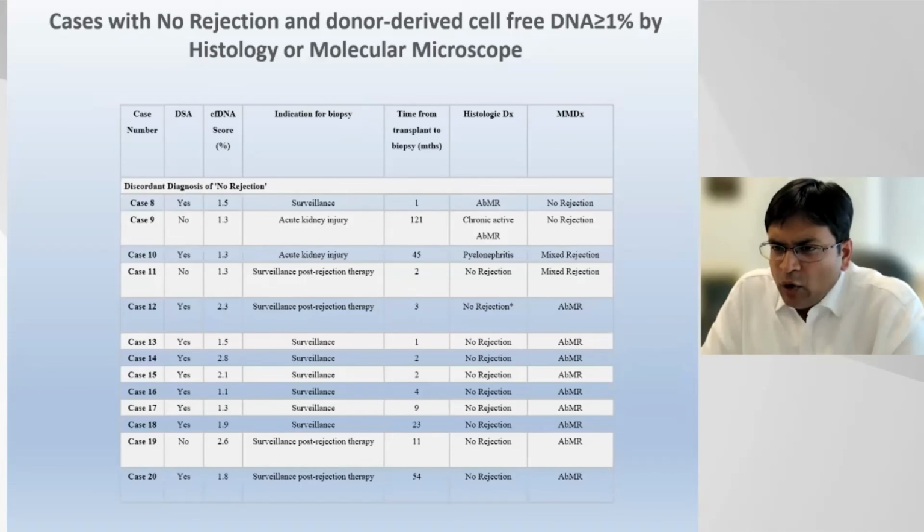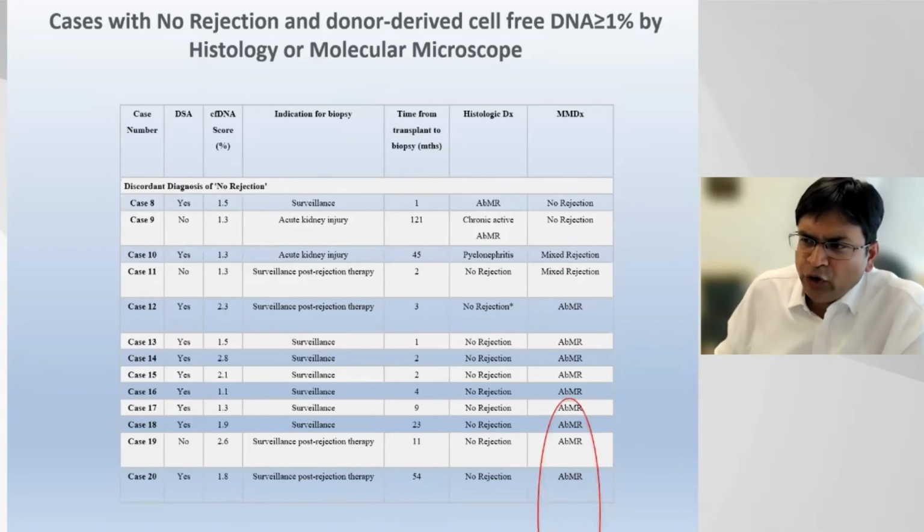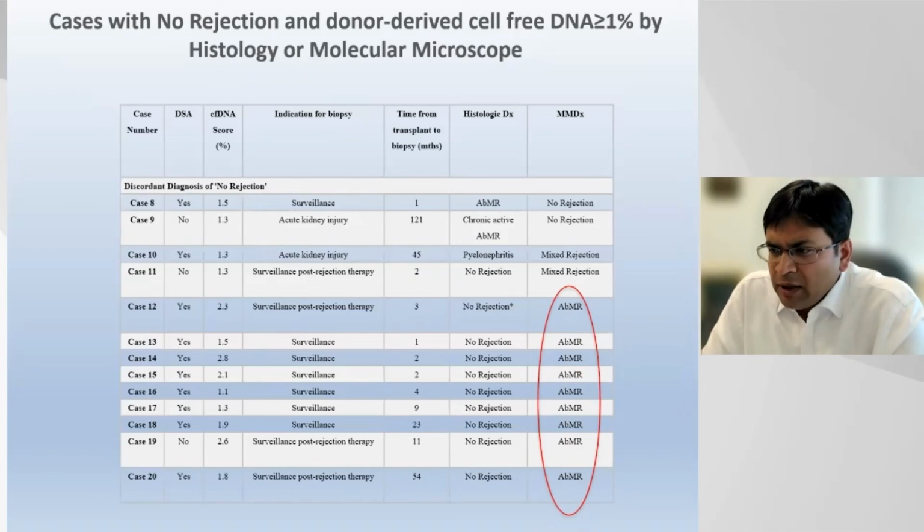When we look at who these false negative patients were, most of them turn out to have antibody rejection. So the theme of MMDx picking up early ABMR versus histology is continued in the cell-free DNA analysis also.